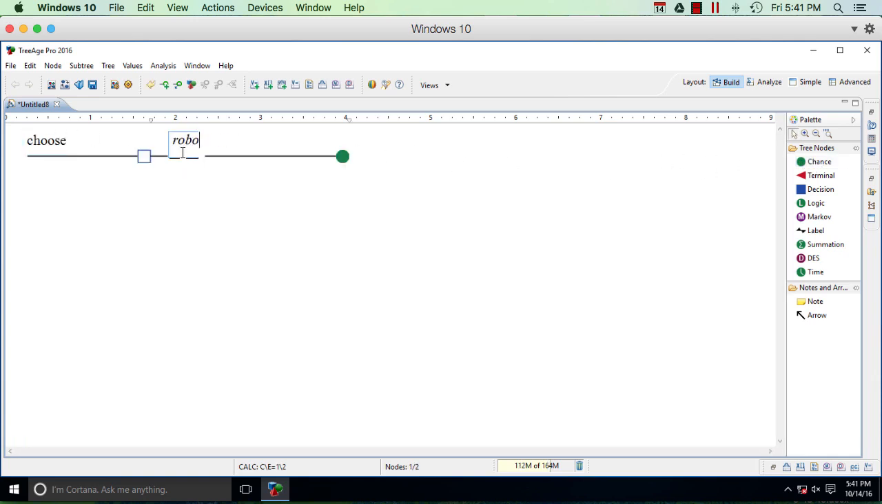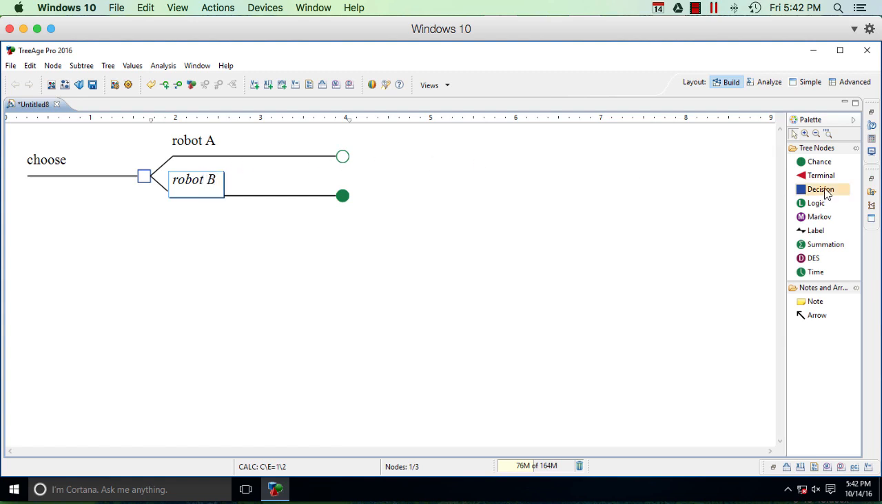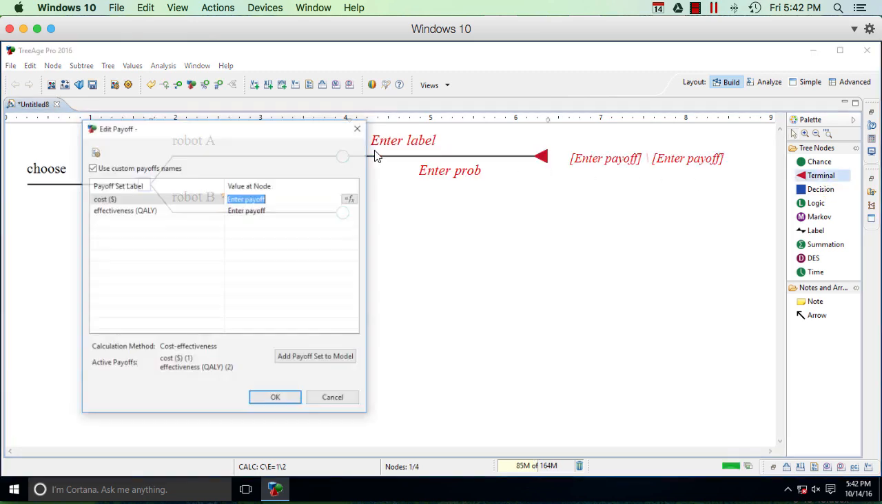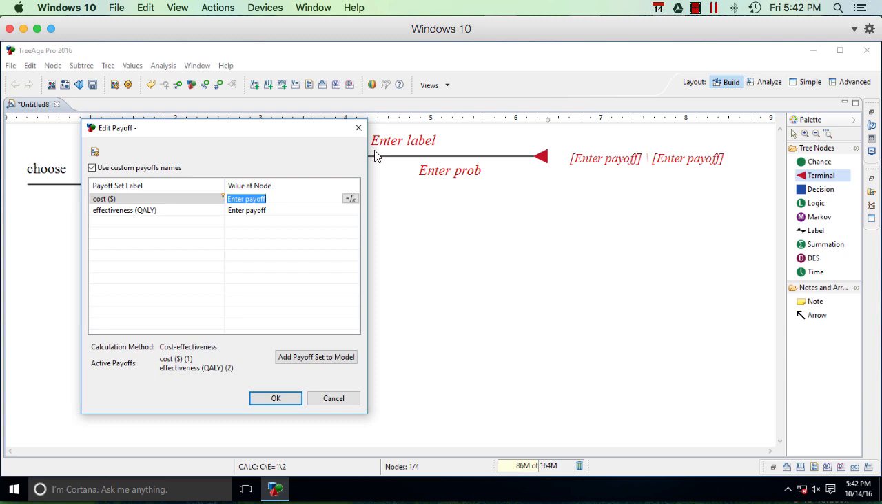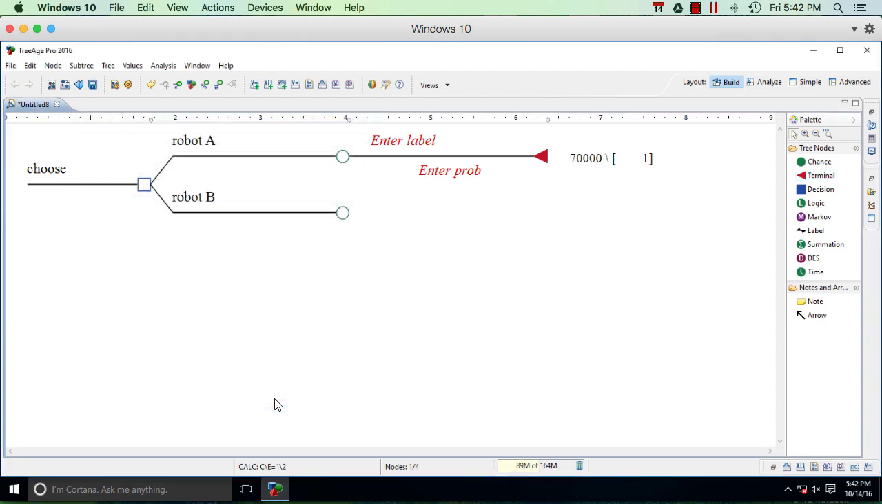So now you can see there are these new green circles. Remember, a blue square is a decision, that's something we choose. And a green circle is a chance or a probability. So the chance node is something nature decides. The blue square is what we decide between those two robots, and the green circle is what nature decides. So if we choose robot A, we're going to have two branches, two terminals, two of those red triangles split off of that green circle.